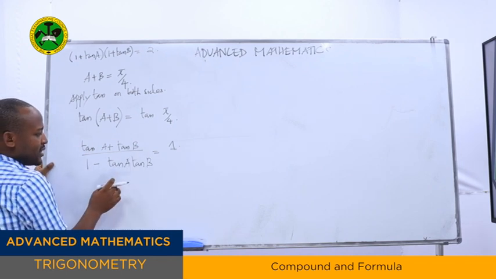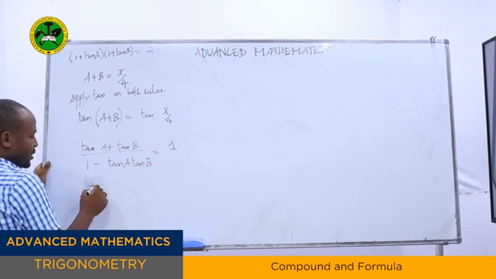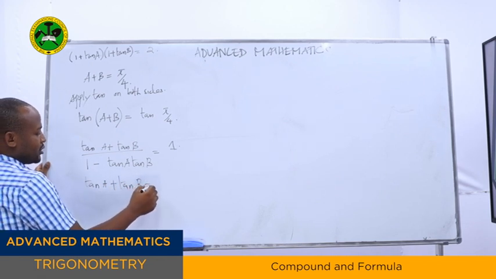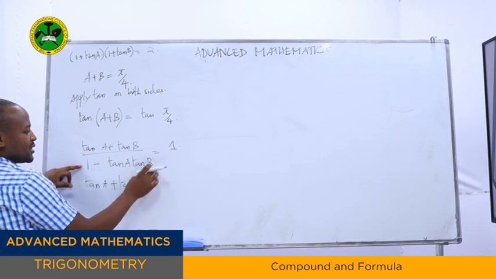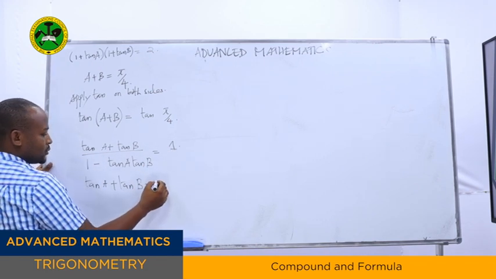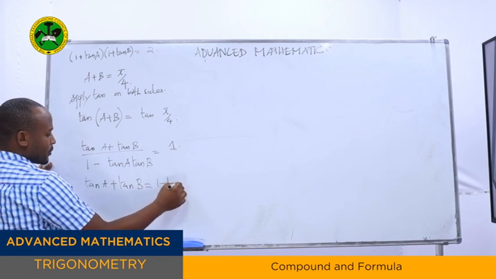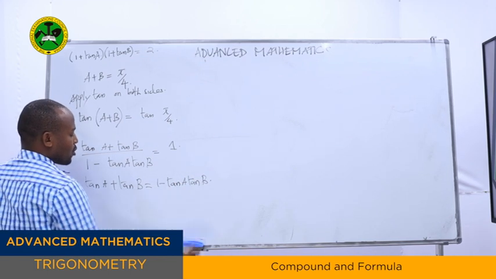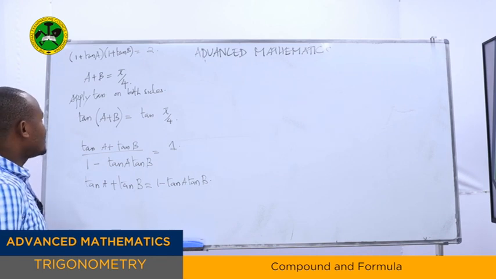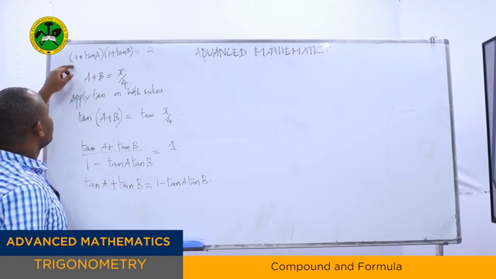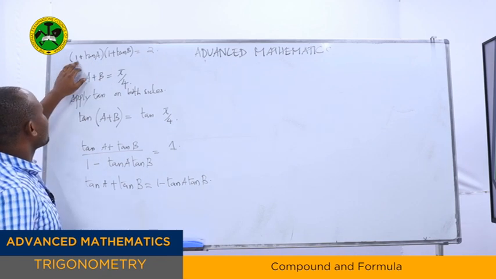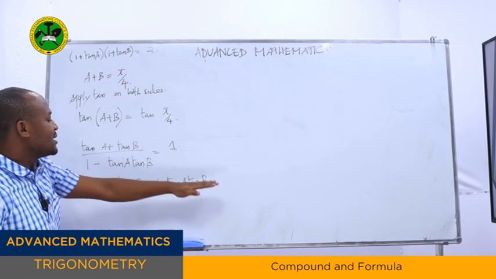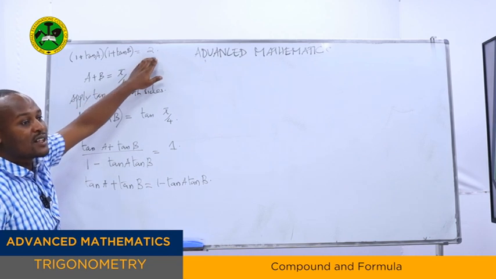Can we multiply this to that? Yes, we can do that. That means we have tan of a plus tan of b equals to, if we take all of that expression multiplied to that, 1 minus tan of a tan of b. And what we are supposed to prove is the product of 1 plus tan a multiplied by 1 plus tan of b is equal to 2. That means we are supposed to end up at that point.